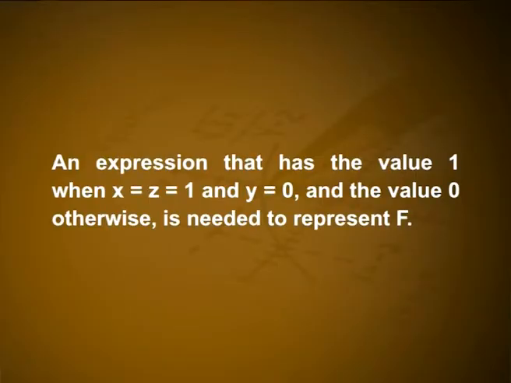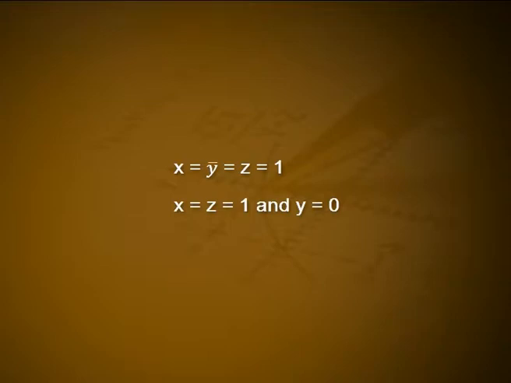The solution. An expression that has the value 1 when x equals z equals 1 and y equals 0, and the value 0 otherwise, is needed to represent f. Such an expression can be formed by taking the Boolean product of x, y bar and z. This product x y bar z has the value 1 if and only if x equals y bar equals z equals 1, which holds if and only if x equals z equals 1 and y equals 0.